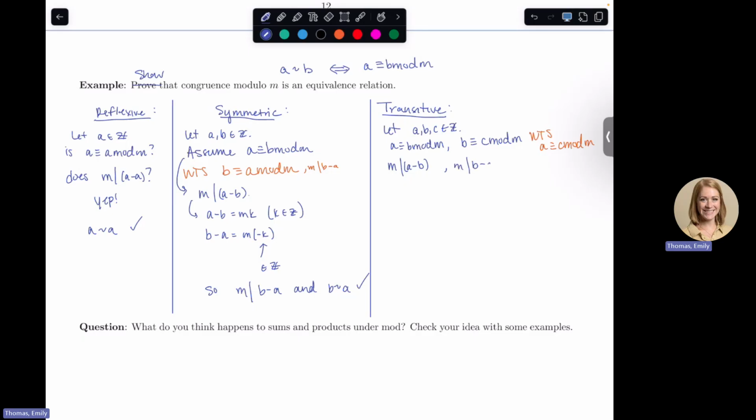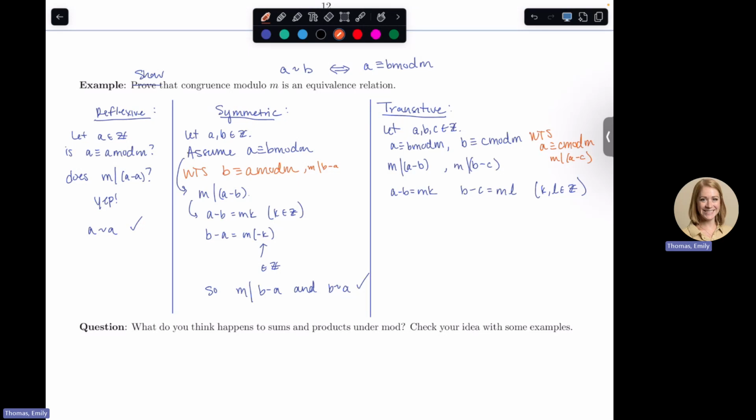M divides B minus C. What do those give us? A minus B equals M times something, and B minus C equals M times something. Good. I like it. Okay. What are we trying to get? What does it mean for A to be congruent to C mod M? M divides. Michael, you're not allowed to answer it anymore because I believe that you know it. I'm not convinced everybody else does. M divides A minus C. Good. Okay.